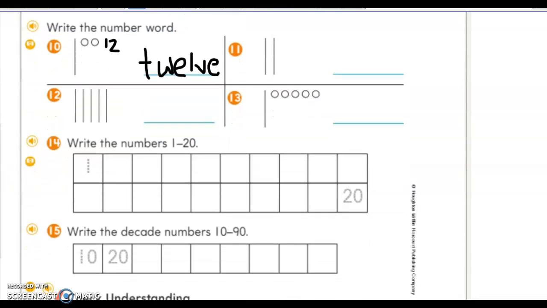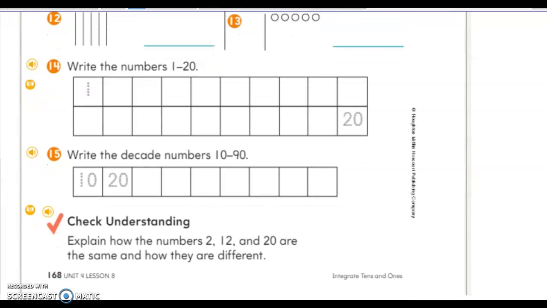For number 14, you're going to write the numbers 1 through 20. So as you count, you just say 1, 2, 3, and you're going to write those numerals. And for number 15, you're going to write the decade numbers, and those are the numbers that jump up by 10. So here you have 10, 20, 30, 40, and keep on going.